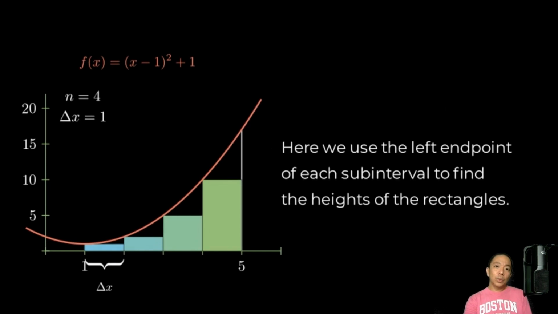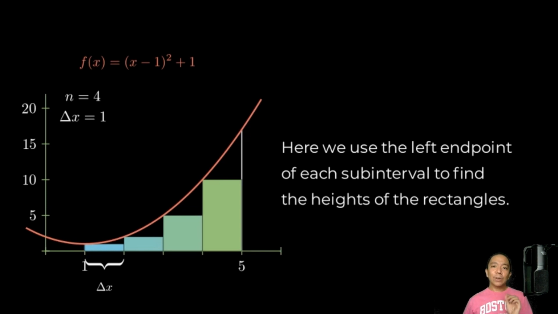Okay, note that here we are using the leftmost endpoint of each subinterval para mahanap yung height ng bawat rectangle. What do we mean by that? So, let's take a look. Itong rectangle na to, yung first rectangle natin, yung height niya, determined kung ano yung value ng function dun sa leftmost point ng subinterval. Since yung leftmost nung interval na yun ay 1, yung height niya ay given by f of 1. Ito naman, yung rectangle natin sa kanan, yung pinakamalaki, this is equal to 4. So its height is determined by f of 4.